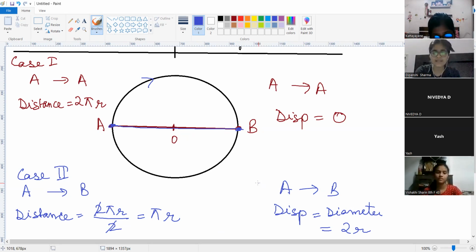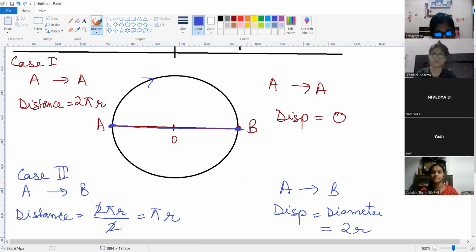Ma'am, is there any formula to find out displacement? No, it is common sense that you have to apply. ठीक है, कोई formula नहीं है क्योंकि circle है तो आपको circumference लेना है और ये केस में अगर आपको A B जाना है तो half circle जाओगे. That is your distance. Now what is displacement? The shortest distance between them. That is the diameter. Diameter बोले तो क्या? 2r. Okay, that is 2r, the diameter. That is it. Am I clear? Okay.